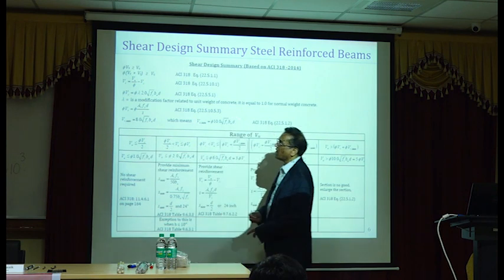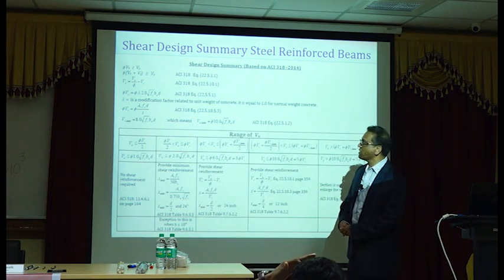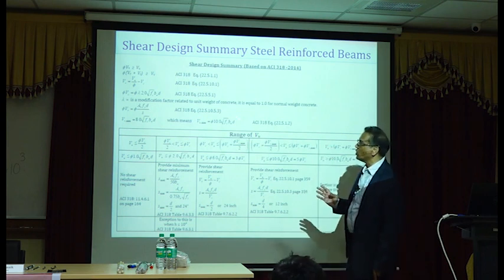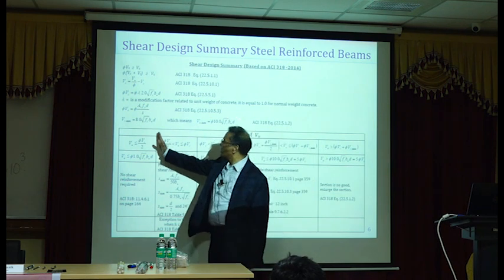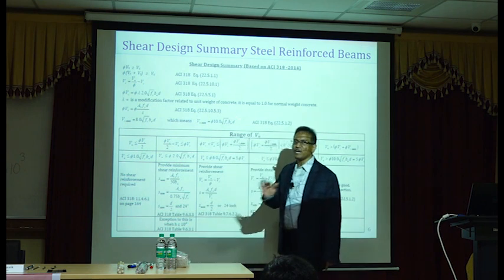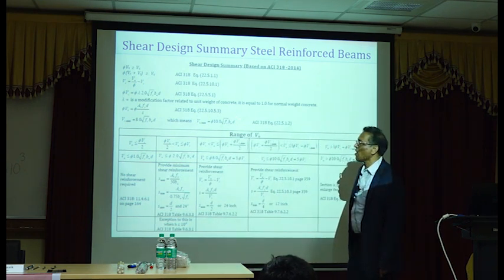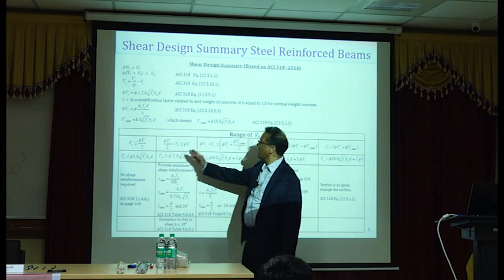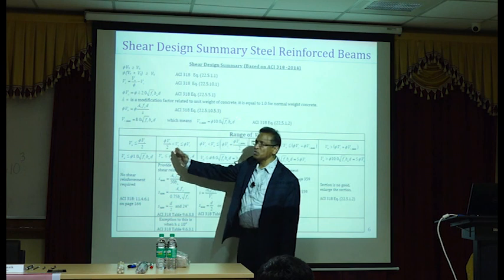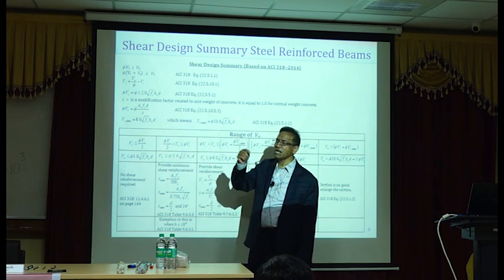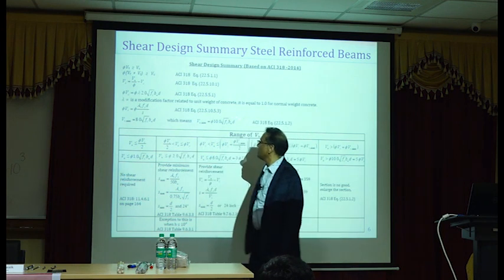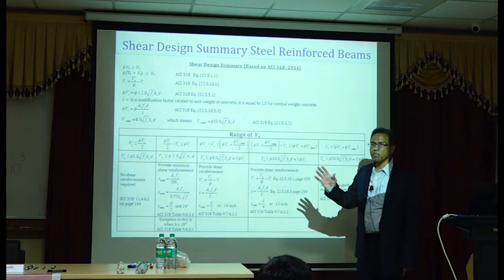That means the design shear strength of just the concrete over 2 will give you a range up to this point. And if my shear is less than that, I don't need any shear reinforcement, theoretically. If the factored shear force is between phi VC over 2, where phi VC is the design shear contribution from concrete, and phi VC, then you only provide minimum reinforcement.